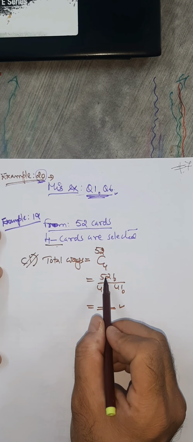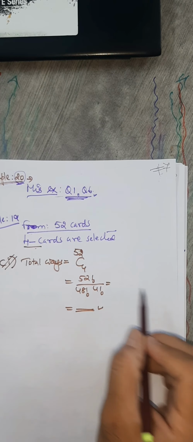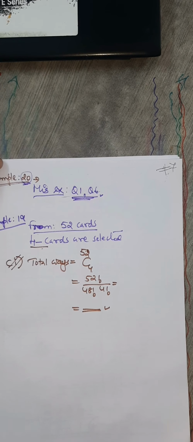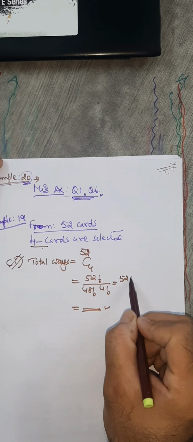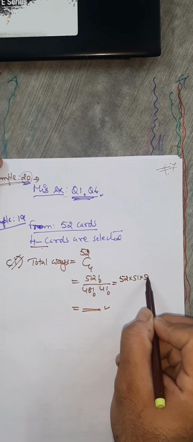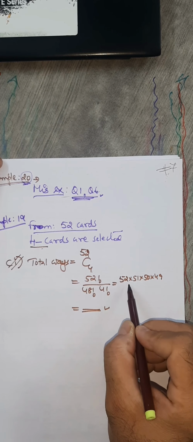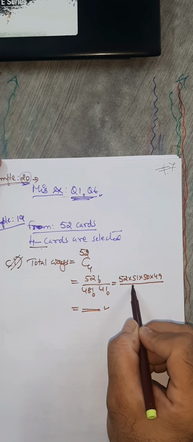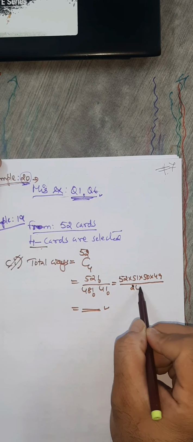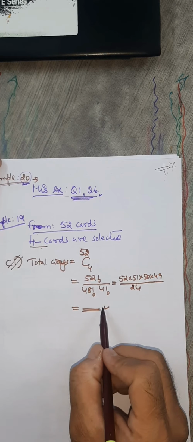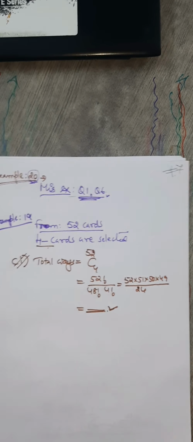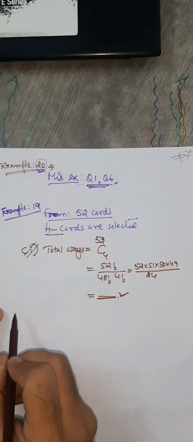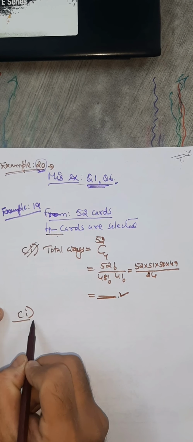And just simplify. So I'll get the answer. You know how to do this. 52 should be expressed till 48. So 52 into 51 into 50 into 49. 48 factorial will cancel. 4 factorial, you know, it is just 24. Simplify, so we'll get the answer. Okay. This is not so important. Let's go to now the first question, sub question.